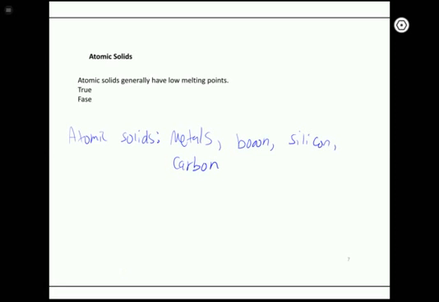So they're very strong intra-atomic forces of attraction holding everything together, which allows them to be solid. So these generally have high melting points.